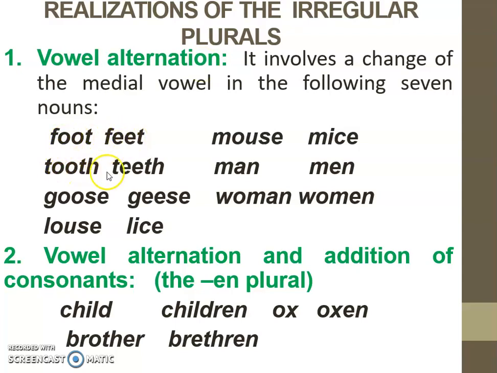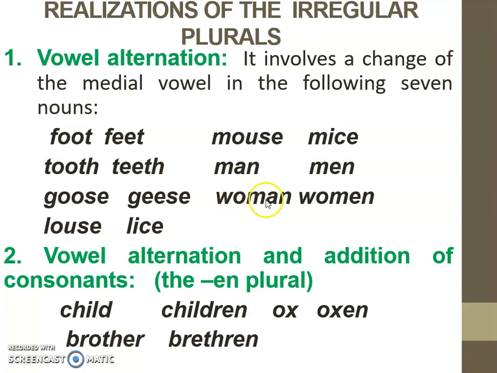Now, tooth, teeth, it's the same case. We have vowel alternation there. Goose, geese, oo, e, louse, lice. There the diphthong ow, remember we're talking about sounds, not letters. Ow changes to I in the plural. Mouse, mice. Again, ow changes to I. Man, men. A changes to e. So the trap vowel changes to the dress vowel.